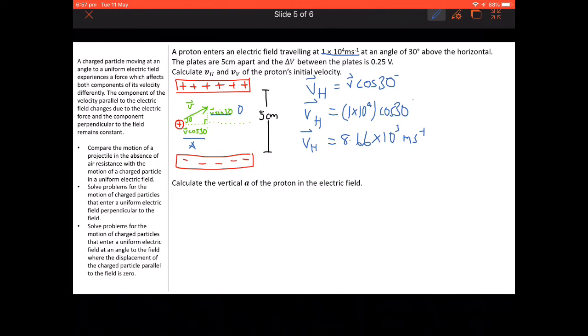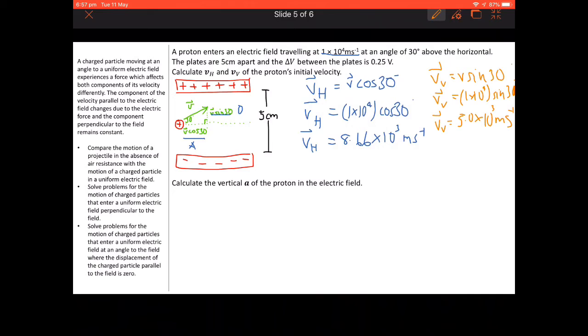For the vertical velocity, I'm just going to do it in a different colour when they're next to each other. This will be V sine 30, which will be vertical velocity is equal to 1 by 10 to the 4 sine 30. Popping all of this into a calculator will give you 5.0 by 10 to the 3 meters per second.